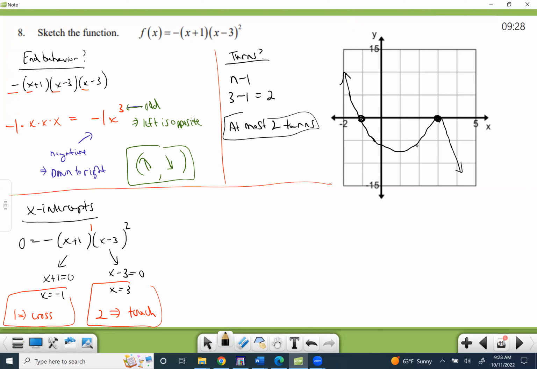I didn't get the y-intercept to see exactly where it crosses the y-axis. I think it looks like it's going to cross at about negative 9, but I don't know that I care too much. I want just the general shape of this. This looks good enough.